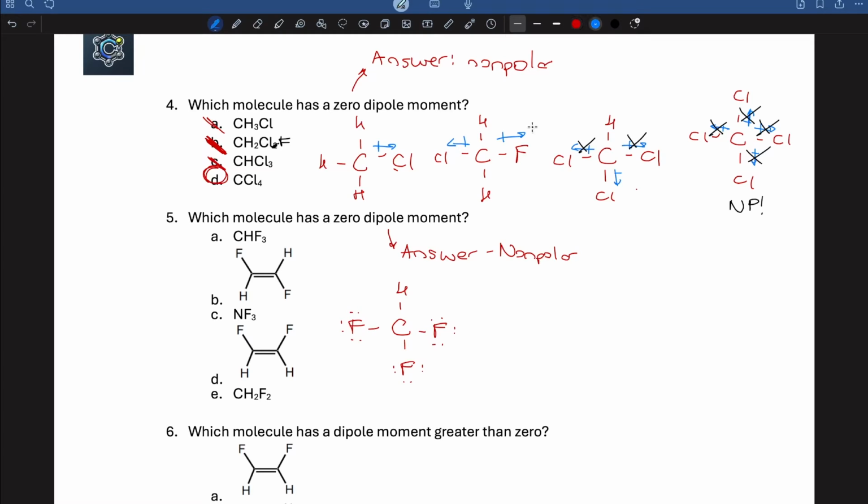And carbon-fluorine bonds are definitely polar, so let's draw the arrows going this way. However, some of these bonds do cancel out, so the left and right do cancel out. But the bond looking down does not get canceled out, right? There's nothing going the other way that would cancel it out. So A is definitely the wrong answer.